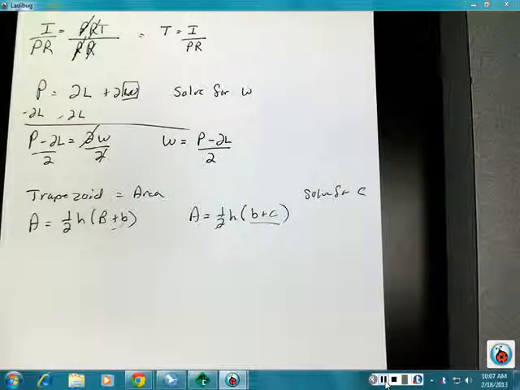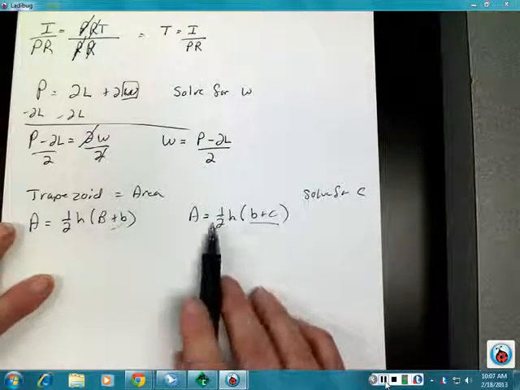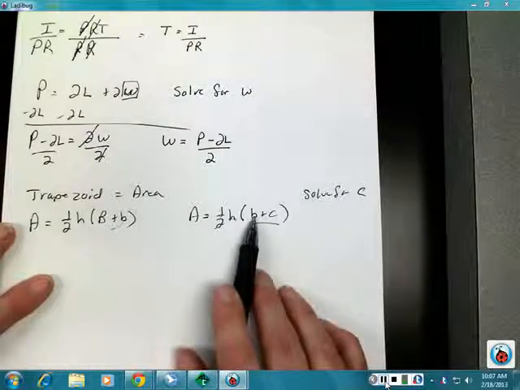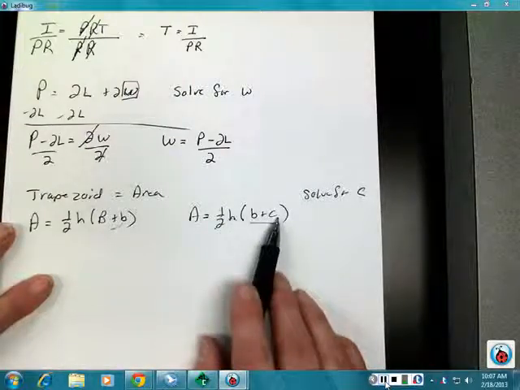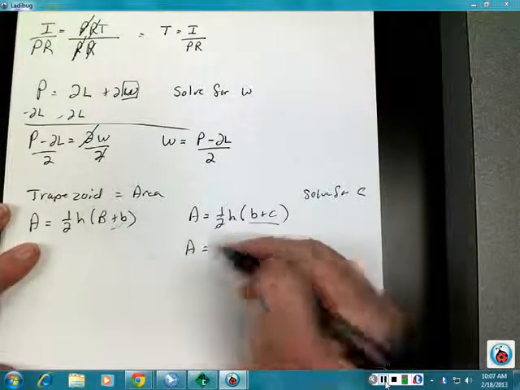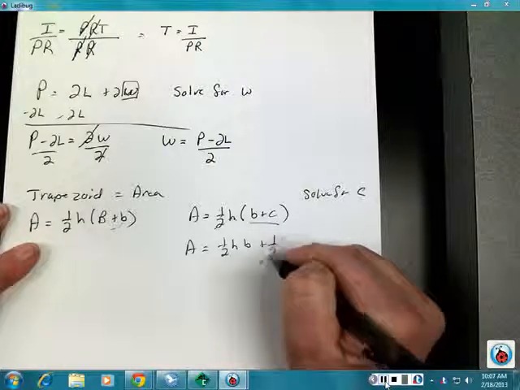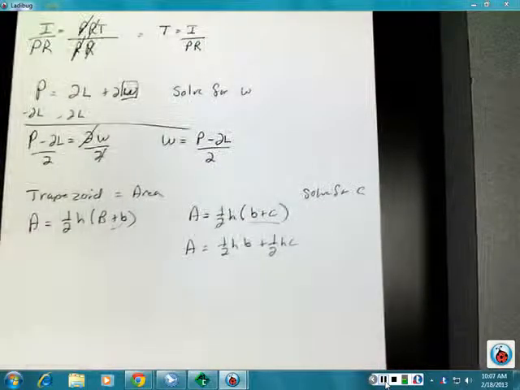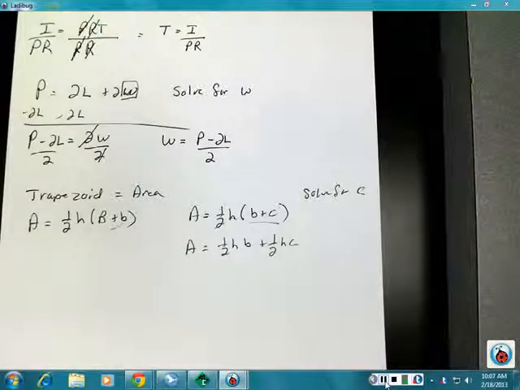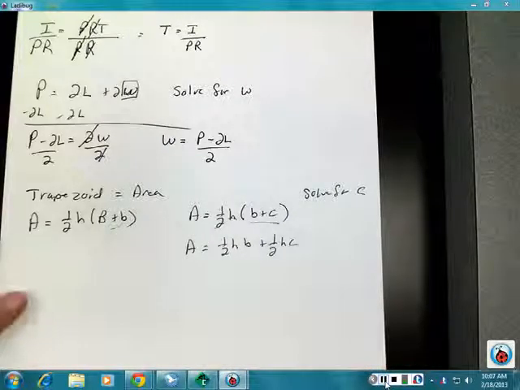Distribution. Okay, so get rid of this piece. And you are thinking you want to take this and times it by this, and this and times it by that? Is that what you're thinking? Well, you could. So that's going to give me A equals 1/2 H times B plus 1/2 H times C. So if I do that, now what do I got to do? So C's over here, so how do I get it by itself?